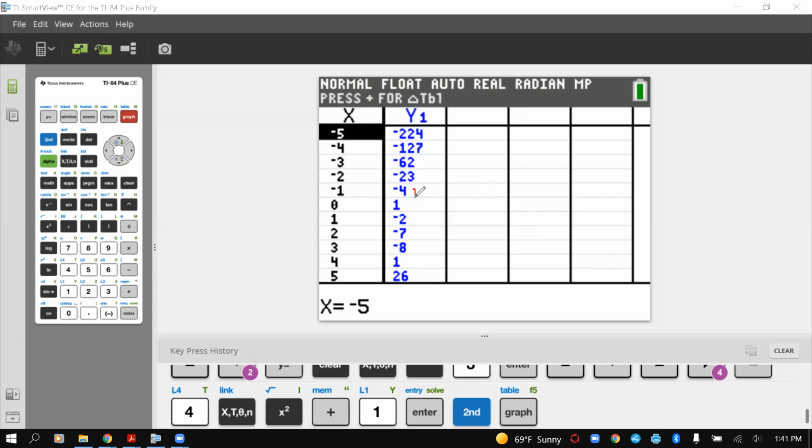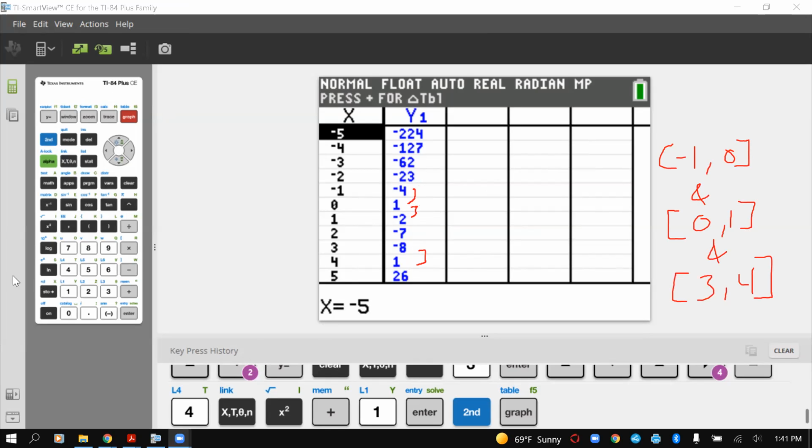From -1 to 0, it switches from negative to a positive. And 0 to 1 switches from positive to a negative. And 3 to 4 switches from a negative to a positive. Those are the 3 intervals where there's definitely a solution.